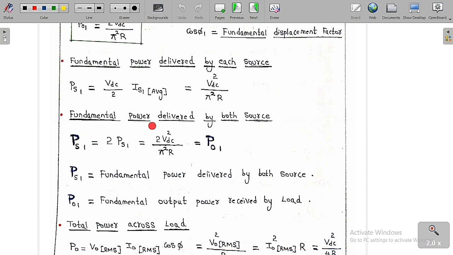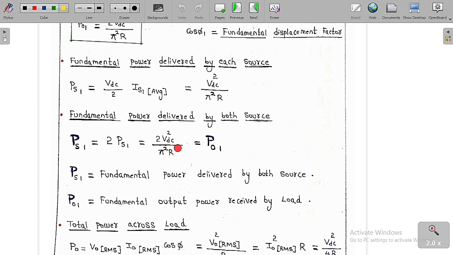So now the fundamental power delivered by both sources. If you want to know what is the fundamental power delivered by both sources, as there are two sources, you have to go for 2 times of each one. So this much amount of total fundamental power is delivered by both the sources. Just 2 times of this one, so 2 times VDC square by pi square R. So you are going to get this much amount of power. It is the same as this one.